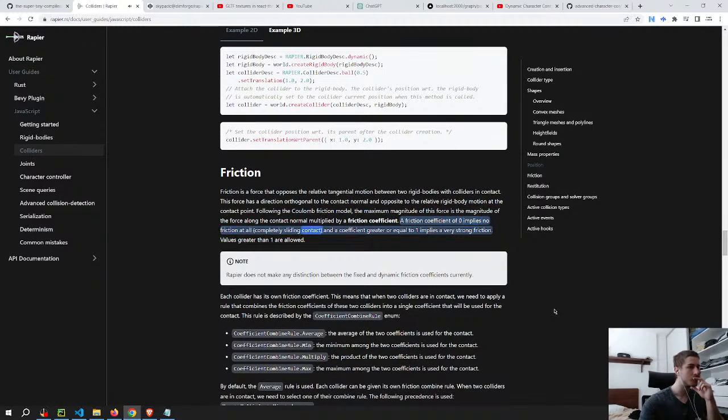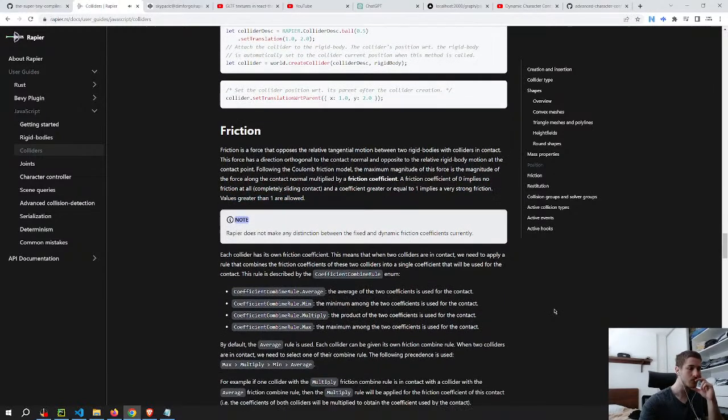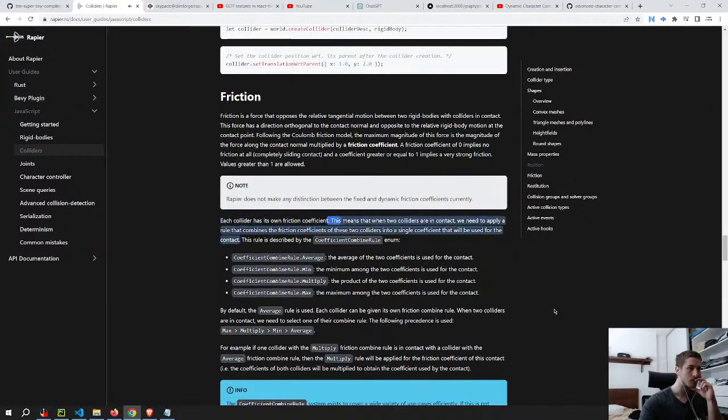A friction coefficient of 0 implies no friction at all, completely sliding contact, and a coefficient greater or equal to 1 implies a very strong friction. Values greater than 1 are allowed. Note, Rapier does not make any distinction between the fixed and dynamic friction coefficients currently. Each collider has its own friction coefficient. This means that when two colliders are in contact, we need to apply a rule that combines the friction coefficients of these two colliders into a single coefficient that will be used for the contact.